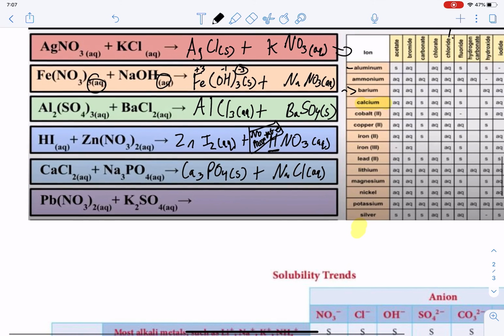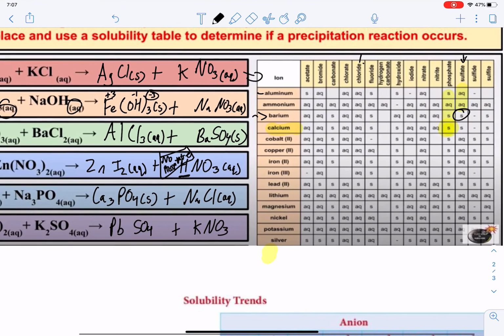All right, last one. Lead nitrate plus potassium sulfate. So this gets us lead sulfate plus potassium nitrate. All right, so find lead. Okay, there's lead, and then sulfate. It's right here. And we can see that is a solid. And then the last one, potassium nitrate. There's potassium, there's nitrate, and that's aqueous.